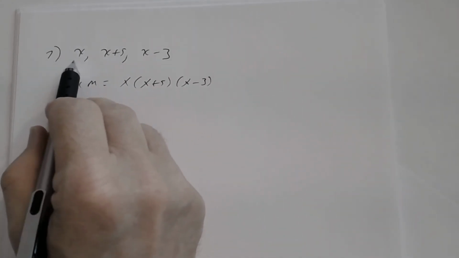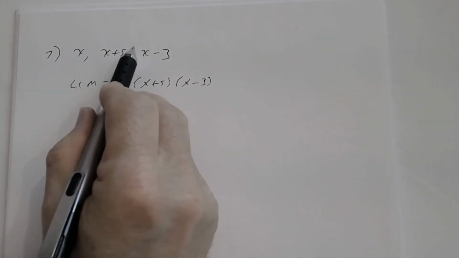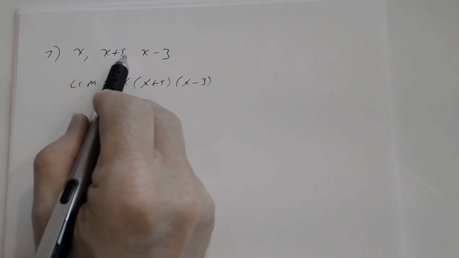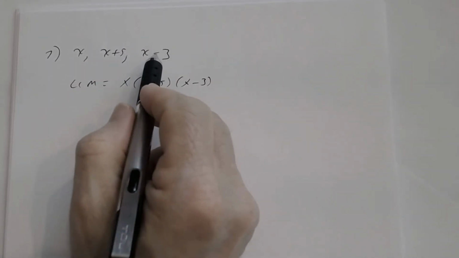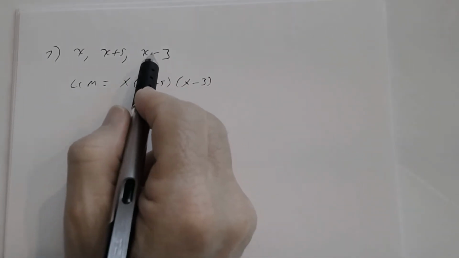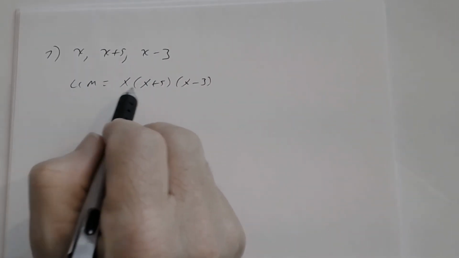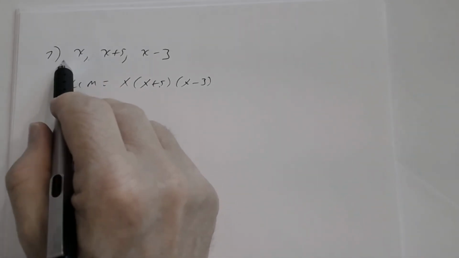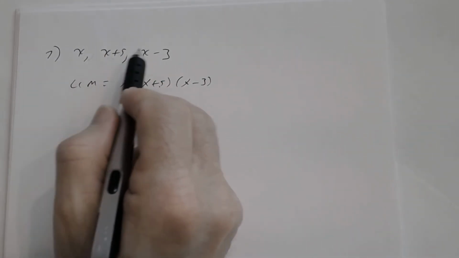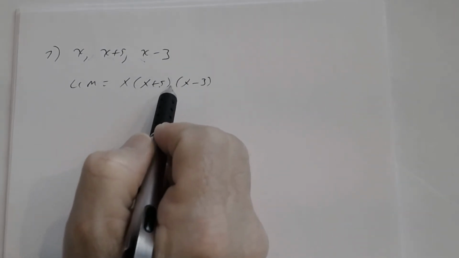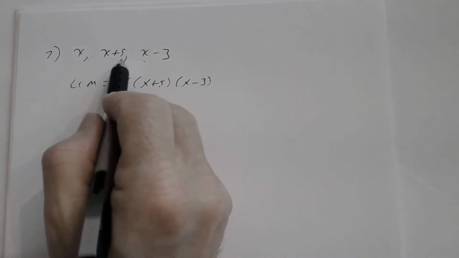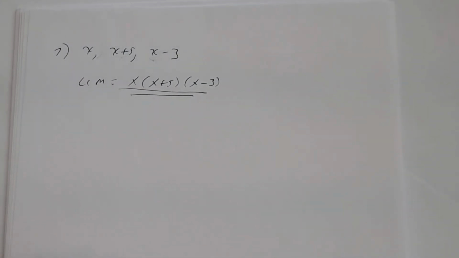So how many factors of x do you have here? 1. How many factors of x do you have here? 0. Don't say this because that's not a factor. X plus 5 is a factor. How many factors of x are in here? 0. So how many do you need? Just 1. Let's go to the next one, x plus 5. How many factors of x plus 5 are in here? 0. Here, 1. Here, 0. I need 1. How many factors of x minus 3 are in here? 0. 0. 1. I need 1. So there's your answer, the least common multiple.